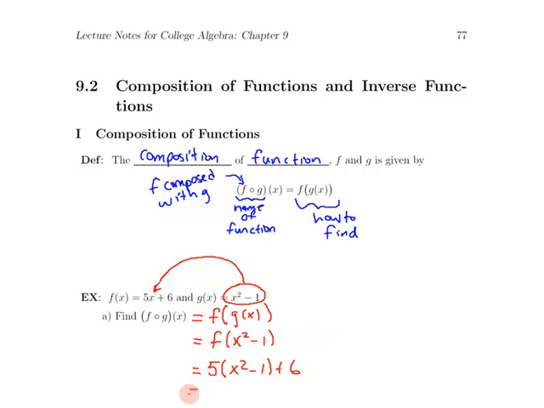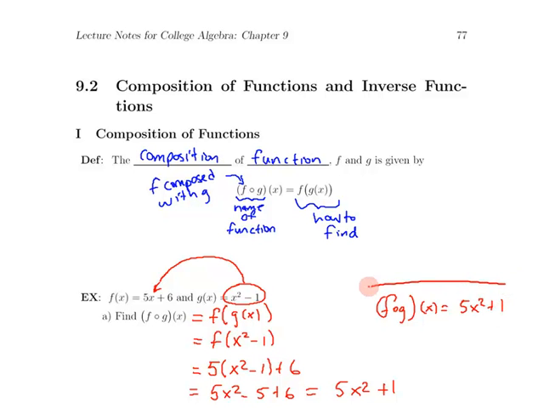And then if I just multiply this out, combine like terms, I end up with 5x squared minus 5 plus 6, or 5x squared plus 1. So f composed with g is a new function of x that looks like this. It's 5x squared plus 1. That's how we find the composition of functions.